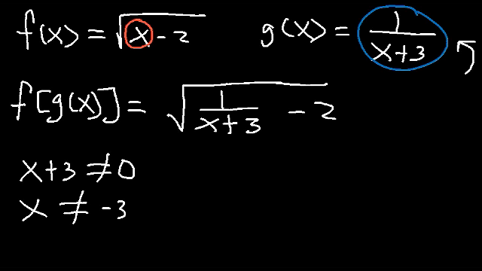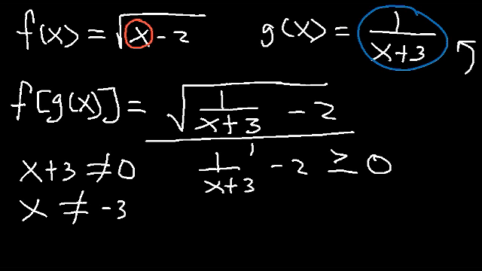Now, whenever you have a radical, the inside of a square root cannot be negative if the index number is even. If it's odd, it could be negative or positive. Doesn't matter. So 1 over x plus 3 minus 2 has to be equal to or greater than 0 if the radical is in the numerator, which it is. You can see it as being over 1. If you have a radical in the bottom of a fraction, then it's not greater than or equal to, it's just greater than 0.